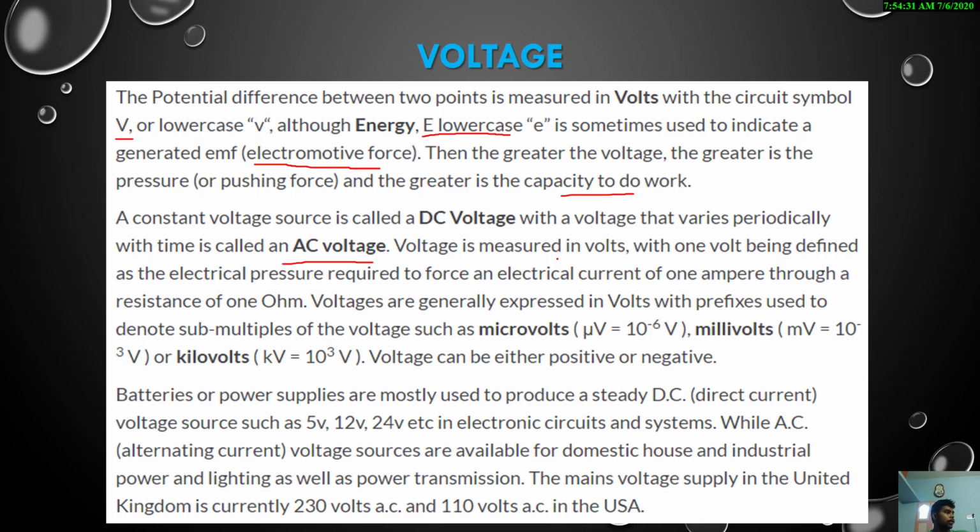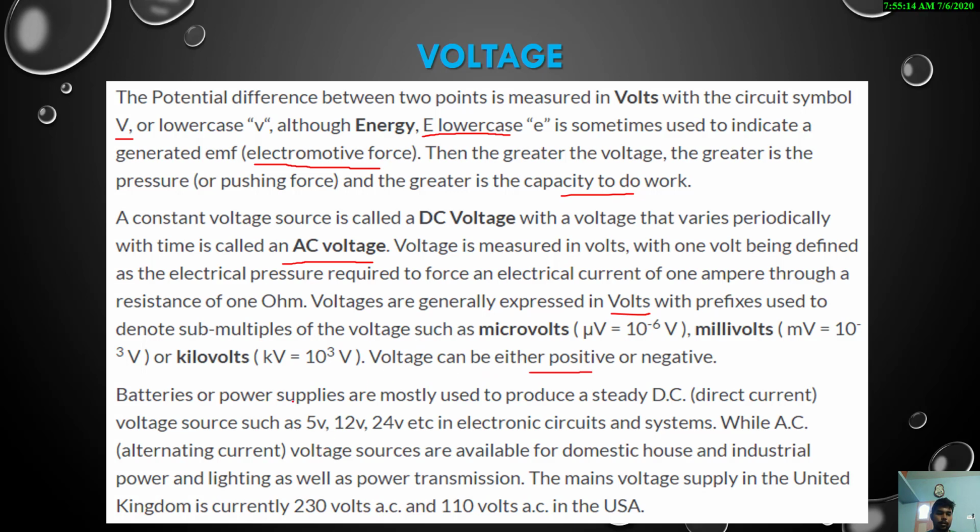Voltage is measured in volts, with 1 volt being defined as the electrical pressure required to force an electrical current of 1 ampere through a resistance of 1 ohm. Voltages are generally expressed in volts with prefixes used to denote the submultiples of the voltage, such as microvolt, millivolt, or kilovolt, or sometimes normally as volts. They can be either positive or negative in value.